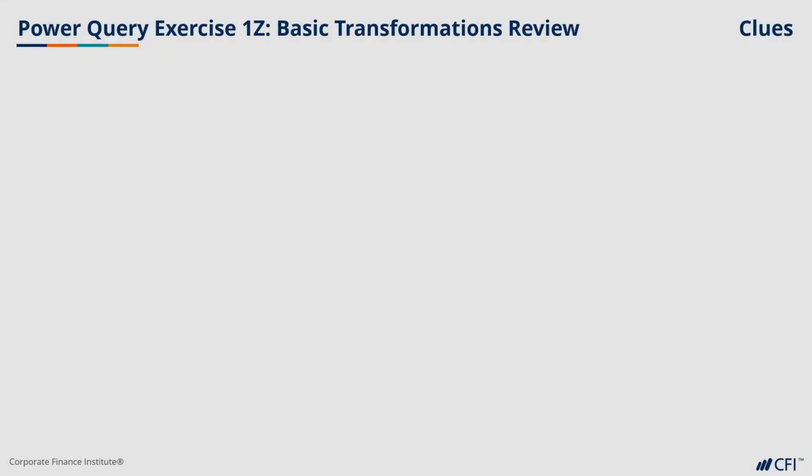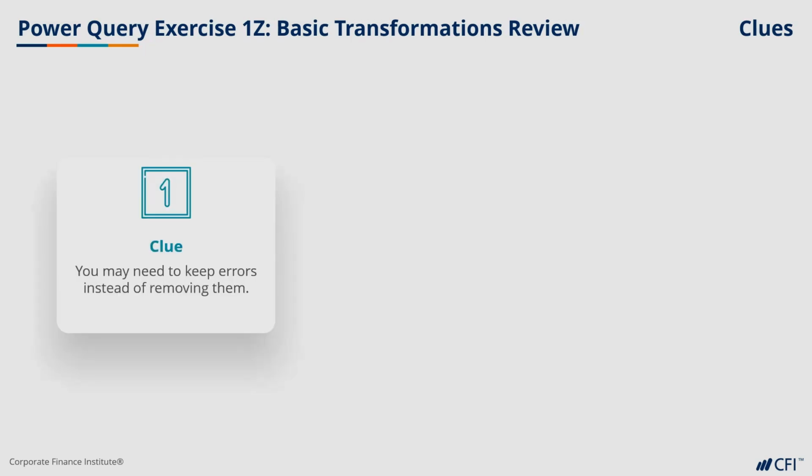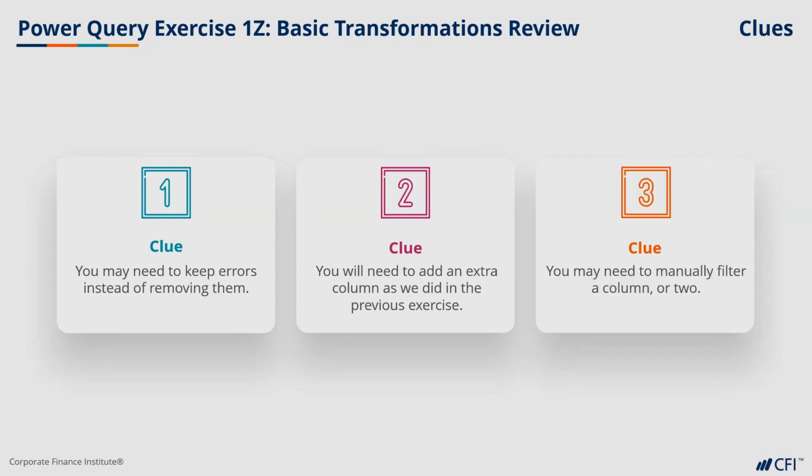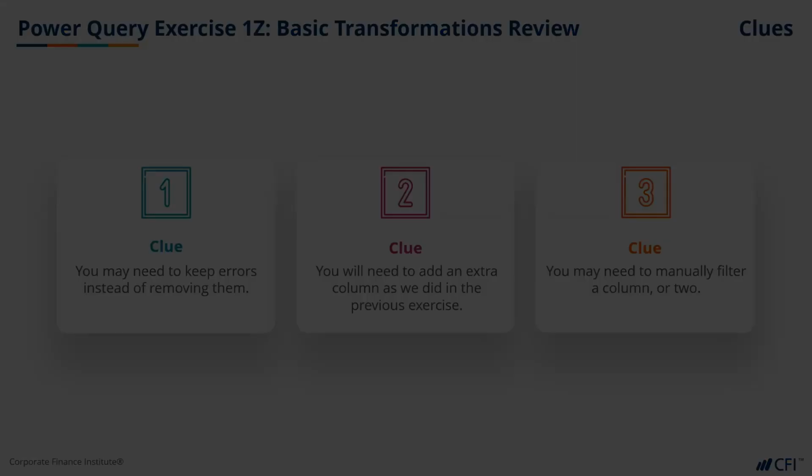This video provides 3 clues that might help you with exercise 1Z. Clue number 1. You may need to keep errors instead of removing them. Clue number 2. You'll need to add an extra column as we did in the previous exercise. Clue number 3. You may need to manually filter a column or 2.